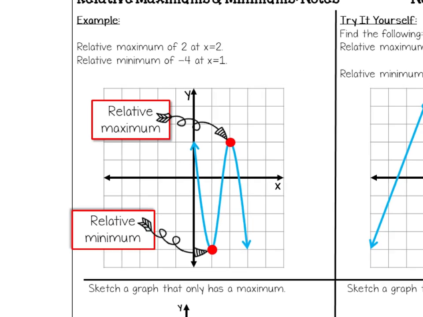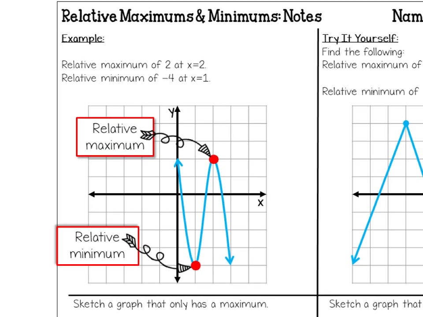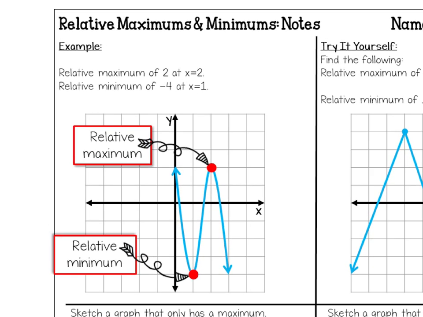Okay, I'm going to zoom in on this box here so we can talk about this. So this is how we're going to describe or write our minimums and maximums. So here is my maximum right here, okay?